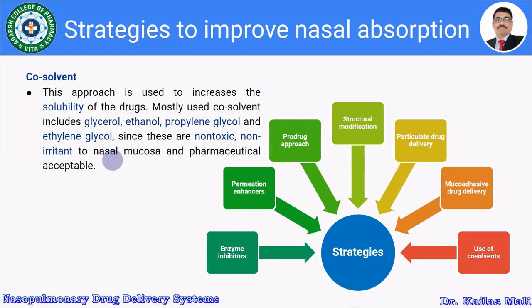In this session we have discussed enzyme inhibitors, permeation enhancers, the prodrug approach, structural modification, then particulate drug delivery like microspheres, nanoparticles, and liposomes, mucoadhesive drug delivery, and the use of co-solvents. So these are the various strategies which are widely used to improve nasal absorption. Apart from these, there are many other strategies also available to increase the nasal permeation of the drug.